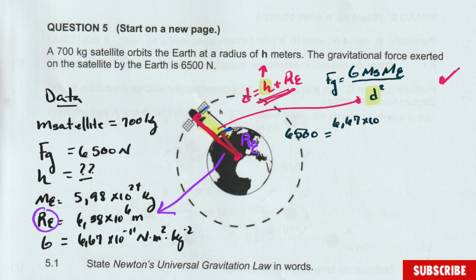6,67 times 10 to the minus 11 times the mass of the satellite, which is 700, times the mass of the Earth, which is 5,98 times 10 to the 24. Make sure it is that one, then divided by the distance. Remember, this is the whole distance squared.